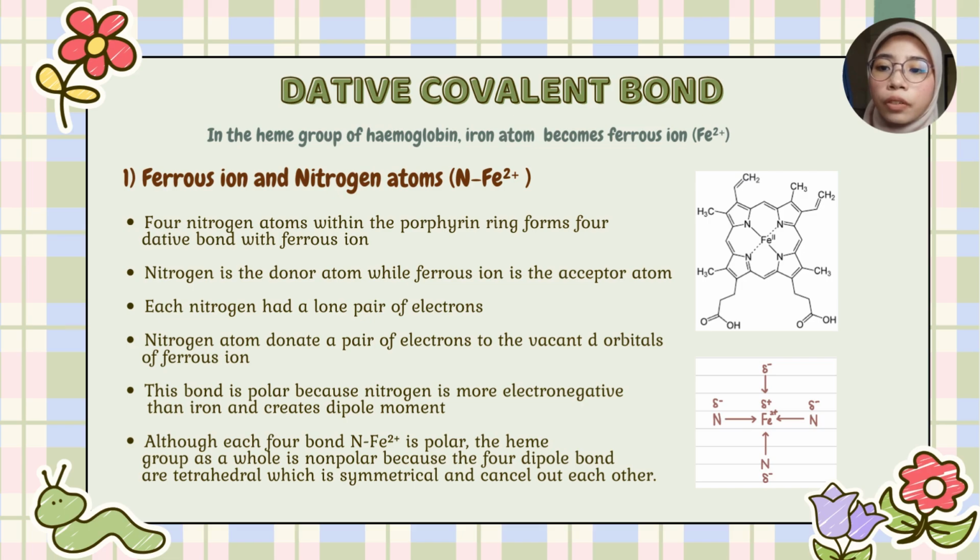Although each of the 4 ferrous-nitrogen bonds is polar, the heme group as a whole is non-polar because the 4 dipoles are tetrahedral and symmetrical, so they cancel each other out.